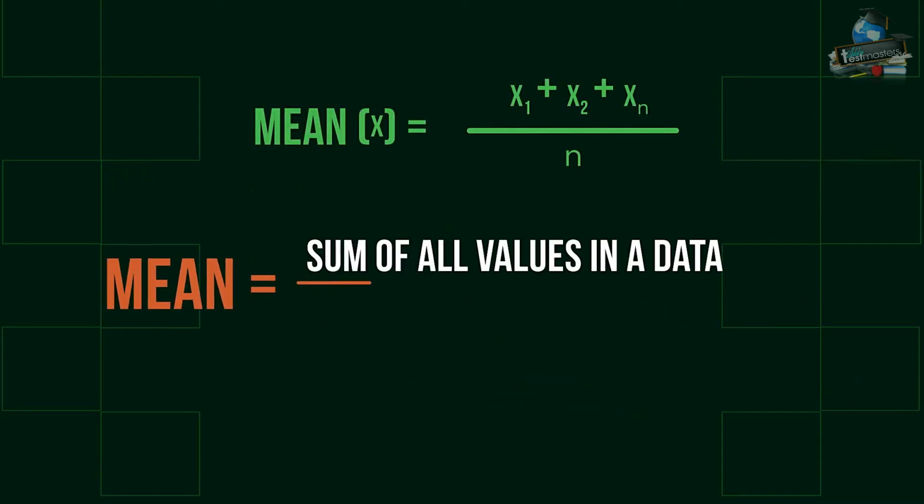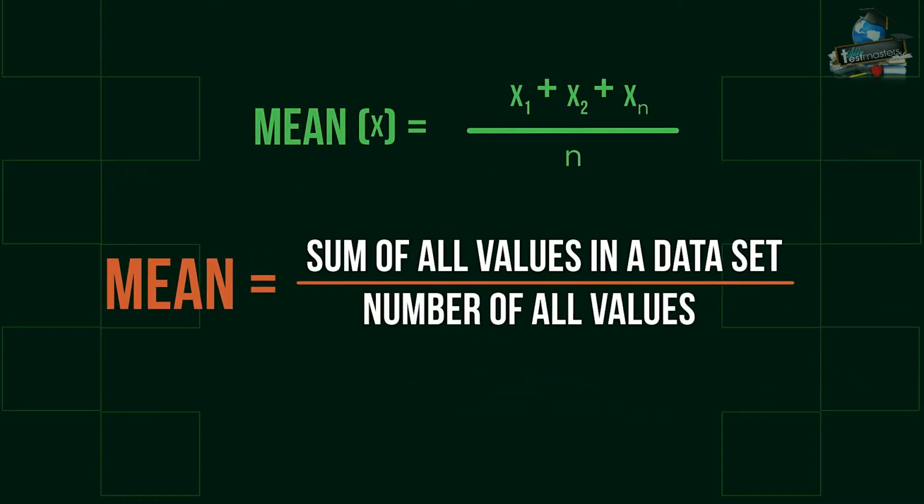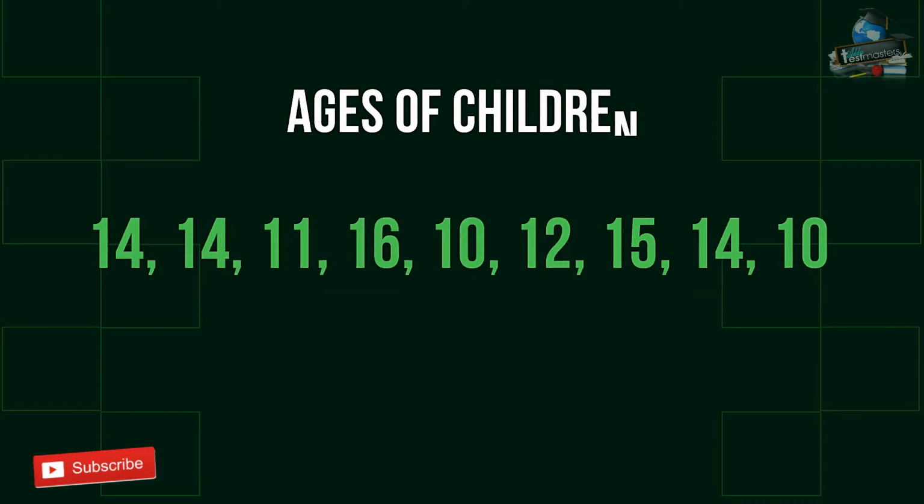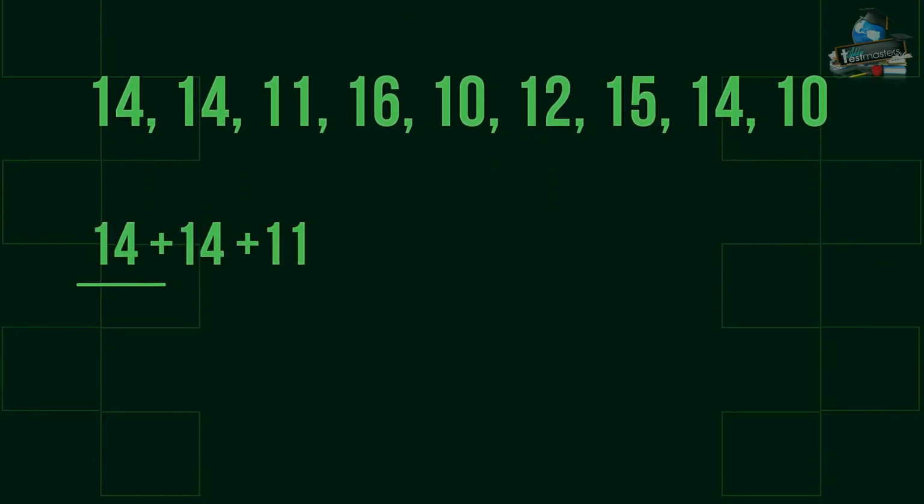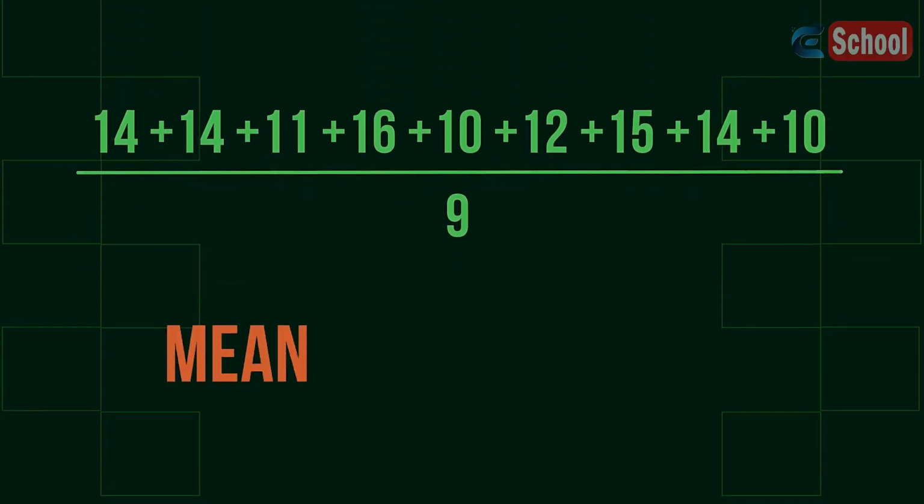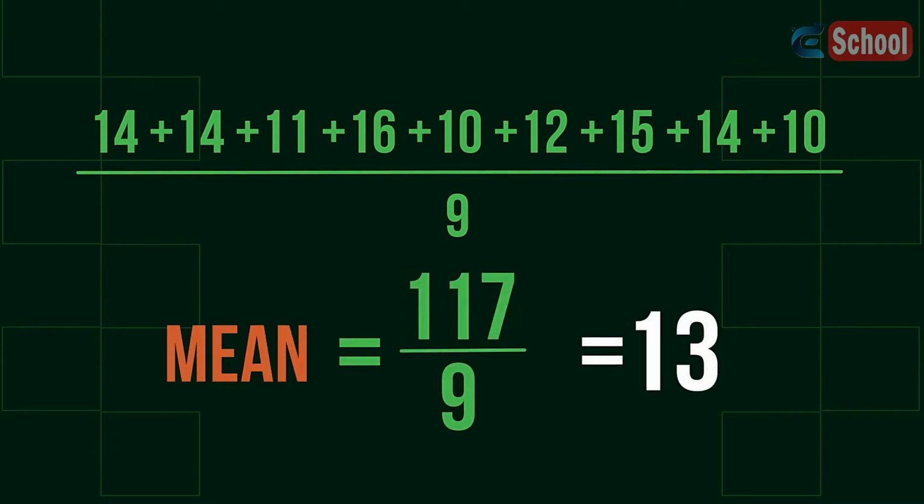Mean is just a sum of all values in a data set divided by their number. For example, take a look at this set. These are the ages of children who took part in a maths competition. Let's find the mean. To do that, we add all the numbers together and divide them by the total number of values. So our answer in this case is 13.